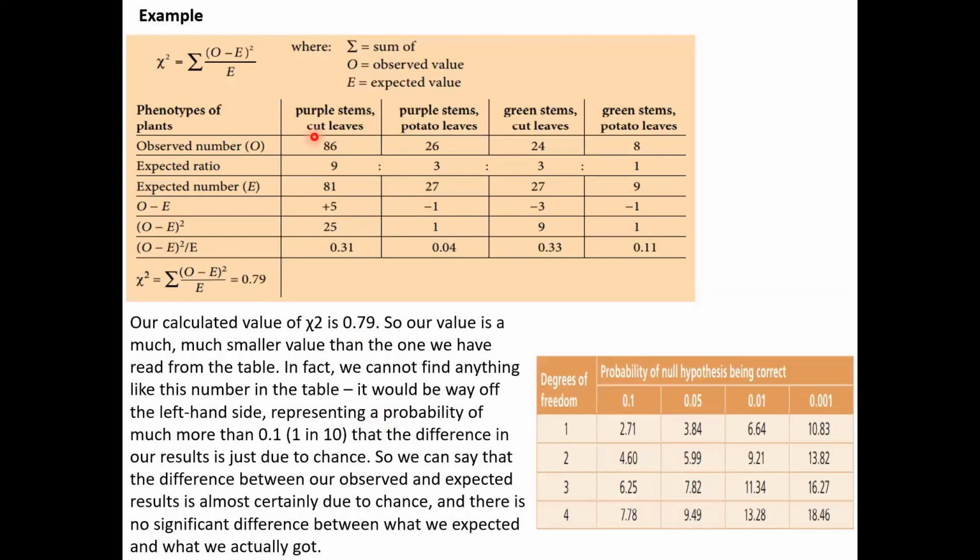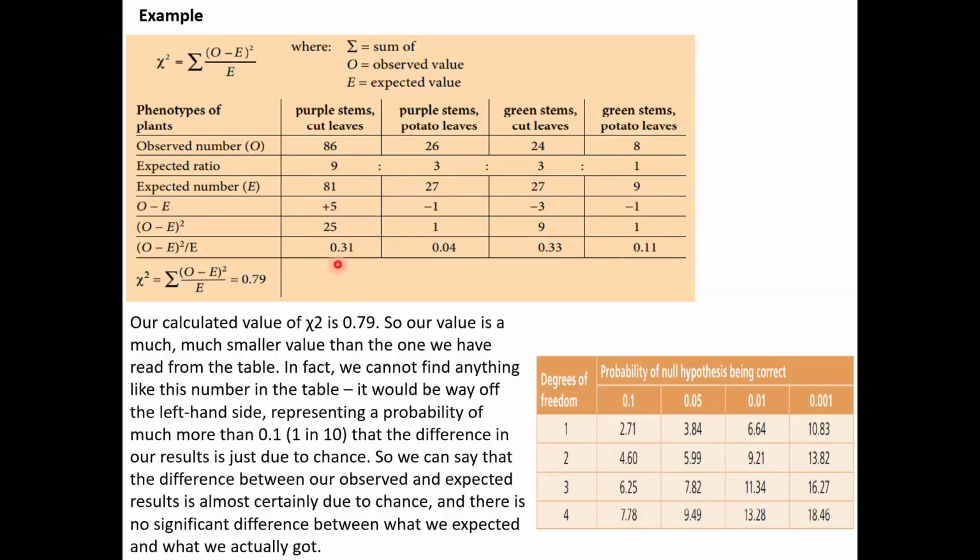They have again taken 4 categories: purple stem cut leaves, purple stem potato leaves, green stem cut leaves, green stem potato leaves, right? So these are observed values. Then sometimes you will be given an extra column for expected ratio. So we know expected ratio for dihybrid cross is 9:3:3:1. Then you will work out the expected number. If it is not given, you will work it out, right? O minus E, then find the square.